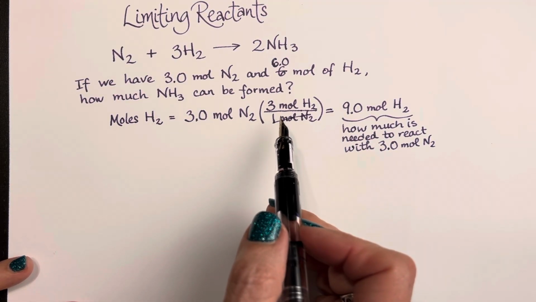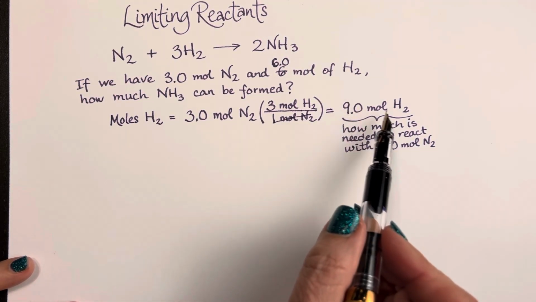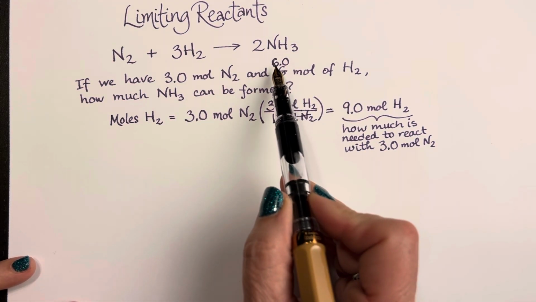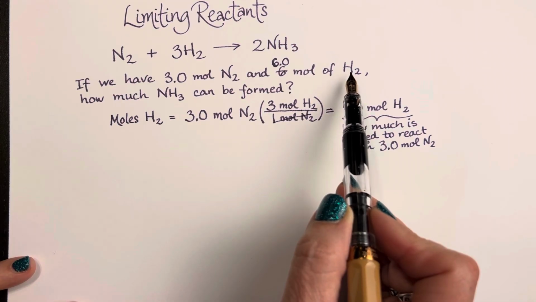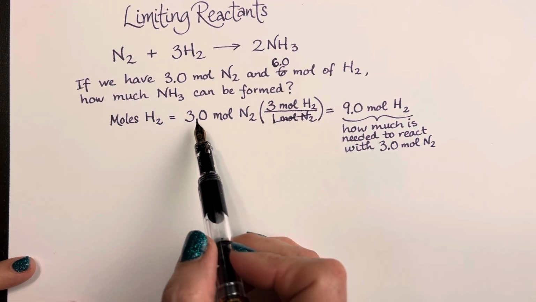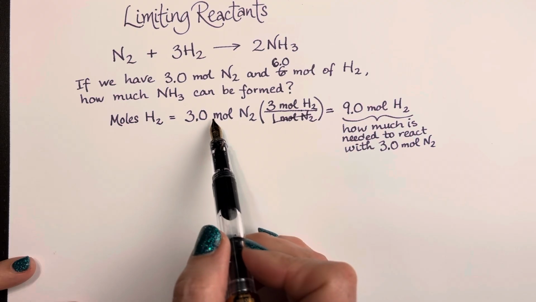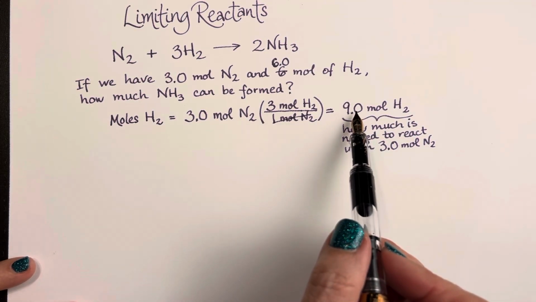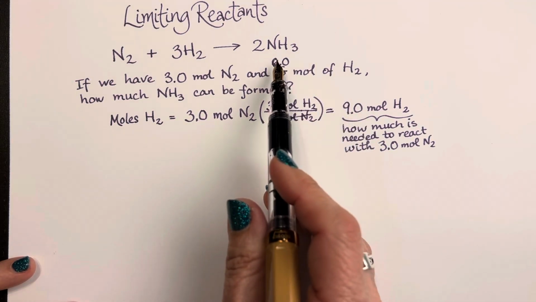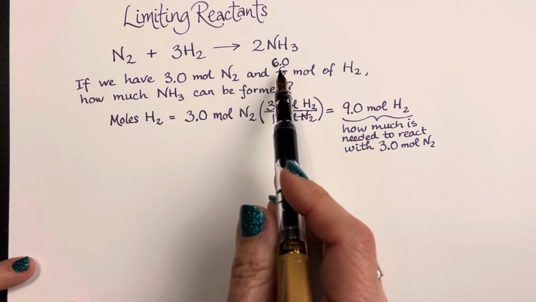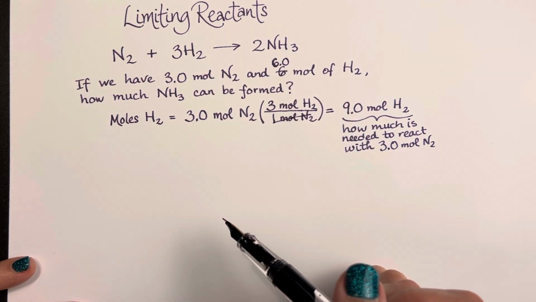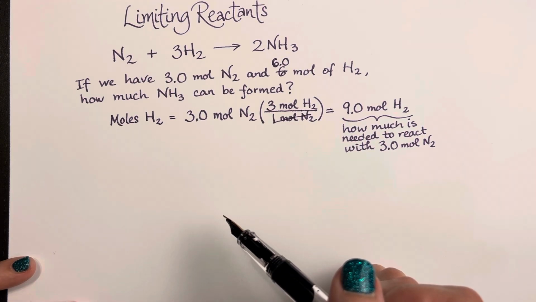Okay, so look at this. Do we have 9 moles of hydrogen? No, we do not. We were told that we only have 6 moles of hydrogen. But in order to fully react with those 3 moles, we would need more. We need 9. We don't have the 9. So that means that our hydrogen is the limiting reactant.